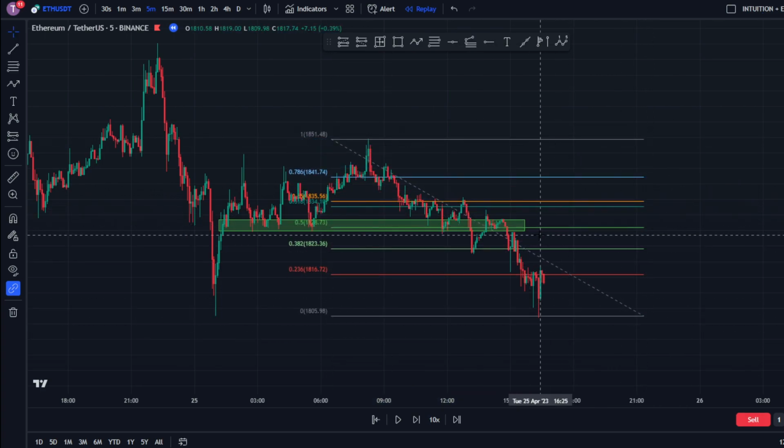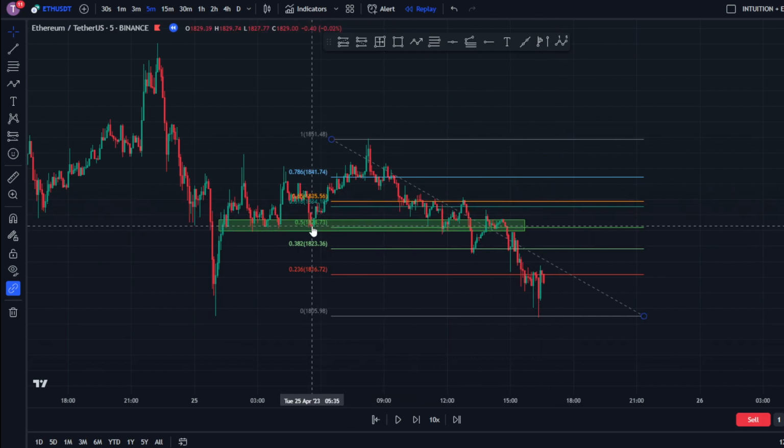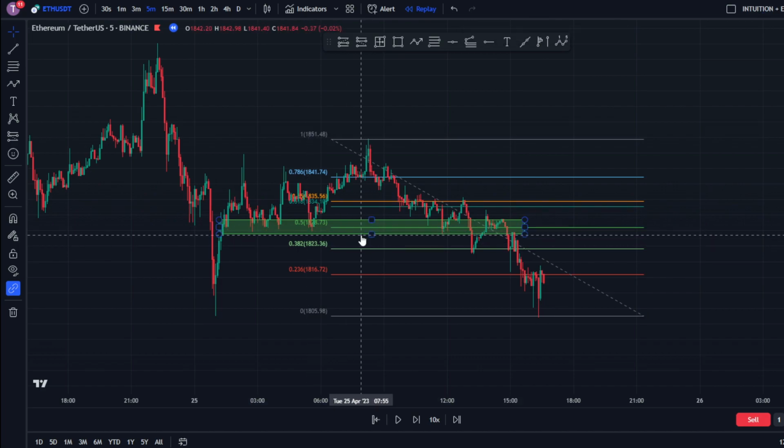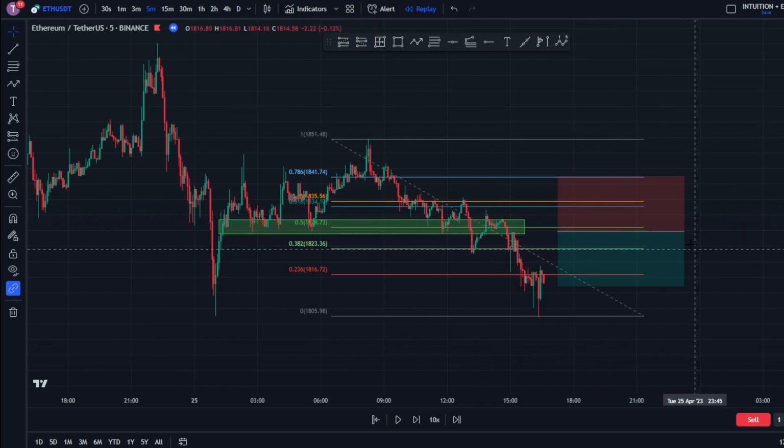So here, this is where I would use the 0.5 line instead of the 618 line. And you guys might be asking, why am I using the 0.5 line? Because this 0.5 line coincides with the support zone. And with support, once it's broken, it becomes resistance. So it's an area where I will enter.